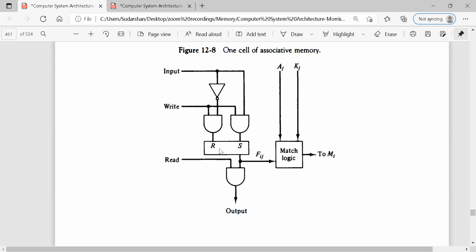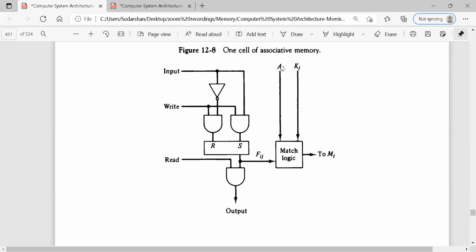When R is 1, the flip-flop is reset. That means it will go to the 0 state. If S is 1, then the flip-flop will go to the 1 state. That means you make the flip-flop status either 0 or 1, depending on whether R is 1 or S is 1. And then that goes to the output, which is called FIJ, flip-flop I comma J, a generic notation. It goes to the match logic.